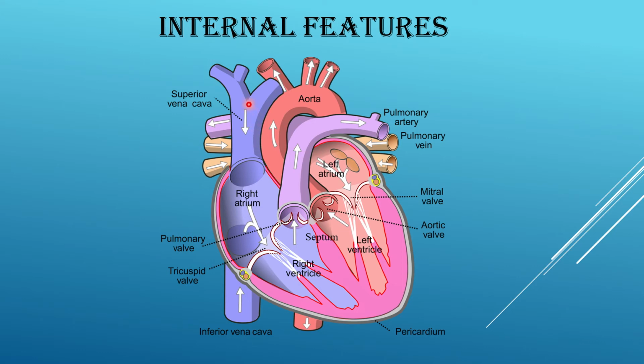The blood vessels that bring blood to the heart are the vena cavas, the veins, right? One is the superior vena cava and the other is the inferior vena cava. The superior vena cava, bringing deoxygenated blood from the upper part of the body, opens into the right atrium, and the inferior vena cava, which brings deoxygenated blood from the lower part of the body, also opens into the right atrium. So these are the two openings through which the deoxygenated blood enters the heart.